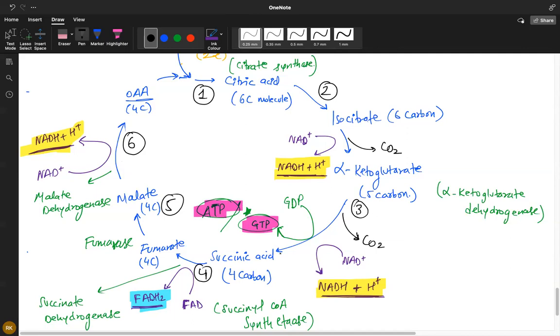After that, the rest of the steps from succinic acid to oxaloacetic acid are oxidation steps. Why are they oxidation steps? Because at every step there is hydrogen which is being removed. Oxygen is not being added, but hydrogen is being removed. And if you remember from your chemistry classes, even removal of hydrogen is called oxidation, right? Is it clear, everyone?